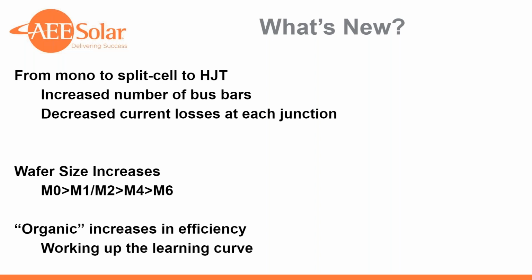The other piece here is increasing the number of bus bars. When you do that, you make the bus bars narrower, and you do two things. You decrease the amount of cell that's obstructed by each bus bar, and similar to split cell, you're increasing the number of junctions and decreasing the current loss at each junction. So that's the new technology.